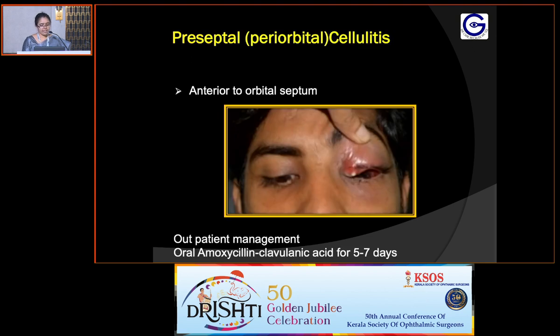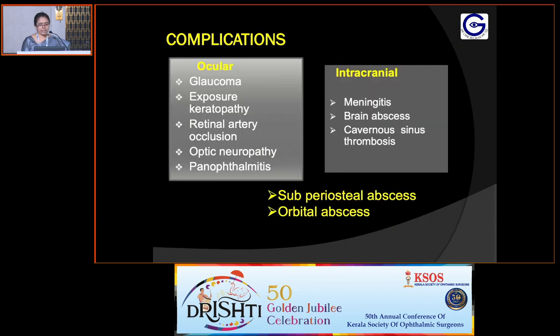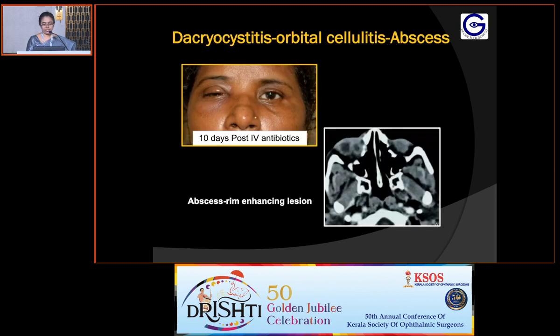Preseptal cellulitis is anterior to the orbital septum. We can manage it on an outpatient basis. The preferred antibiotic is amoxicillin clavulanic acid. Coming to orbital cellulitis, we know the clinical features. So the main thing is we have to prevent the complications, mainly ocular, that is glaucoma, exposure keratopathy, arterial occlusion, optic neuropathy, panophthalmitis, then intracranial complications, then orbital complications like subperiosteal abscess and orbital abscess.